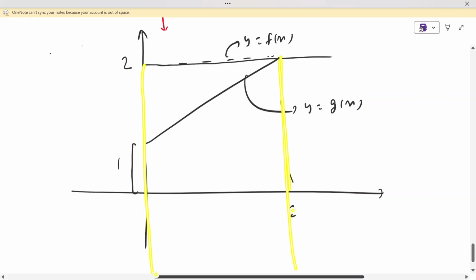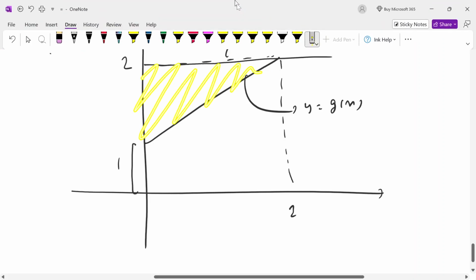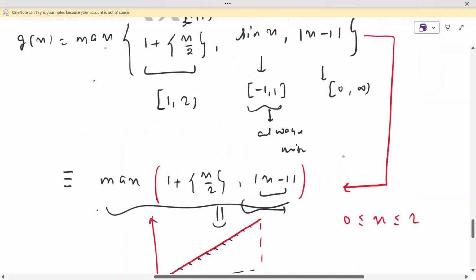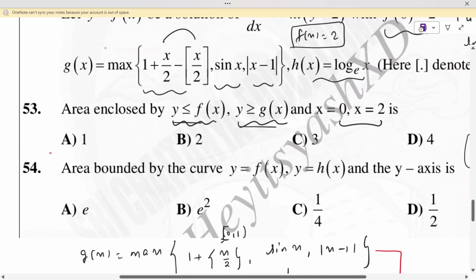It's between 0 and 2 and y is less than 2. But it says that it's bigger than this one, so it's only this particular thing that is spelled out. So what I know, this length is 1, and this particular length is 2. So what is the area? Area is 1 by 2 into 1 directly.